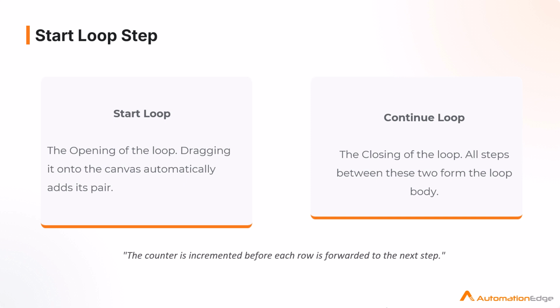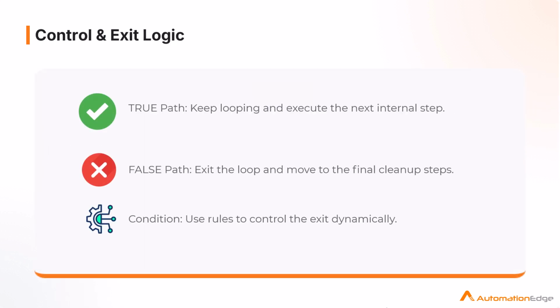It only shows the name of the start loop it belongs to, and the counter is incremented before each row is forwarded. Now, the start loop step has two output paths, true and false. True means keep looping. False means exit the loop.